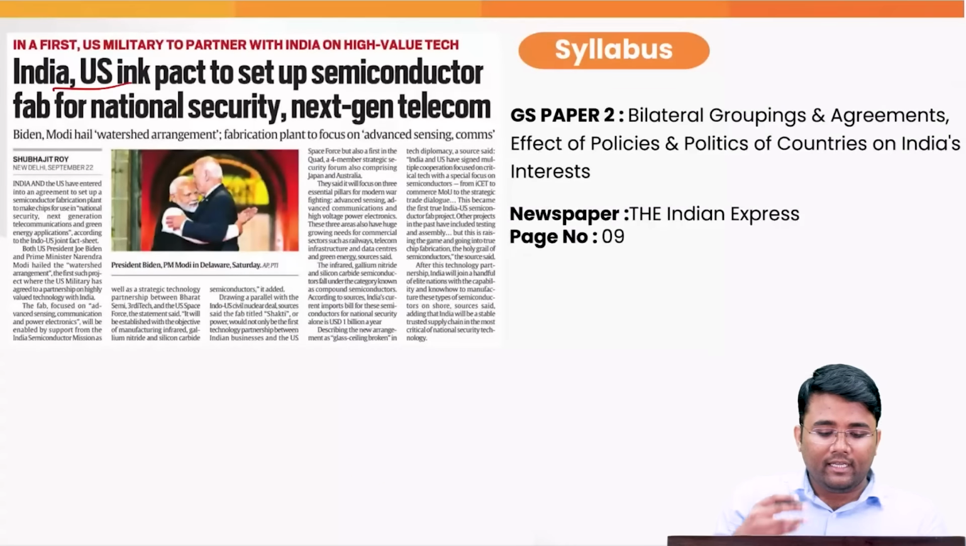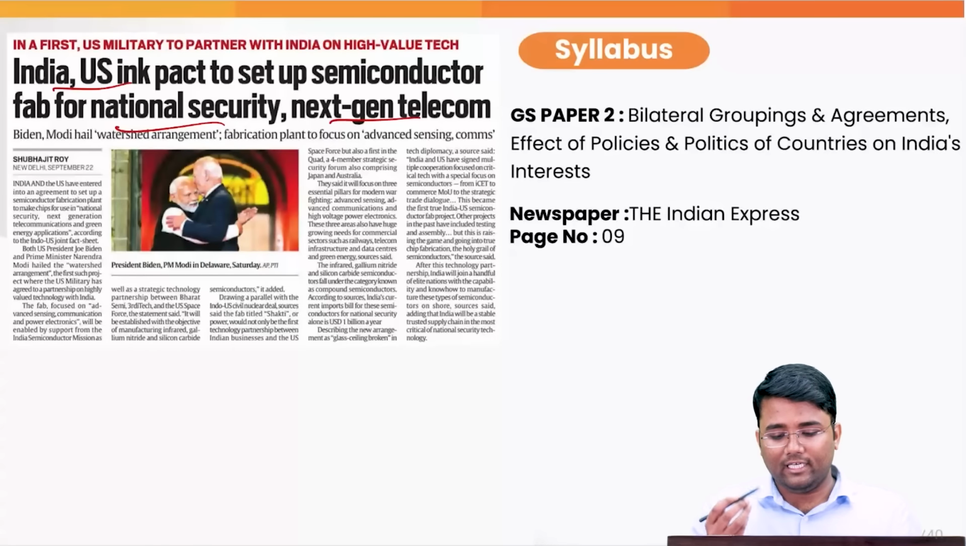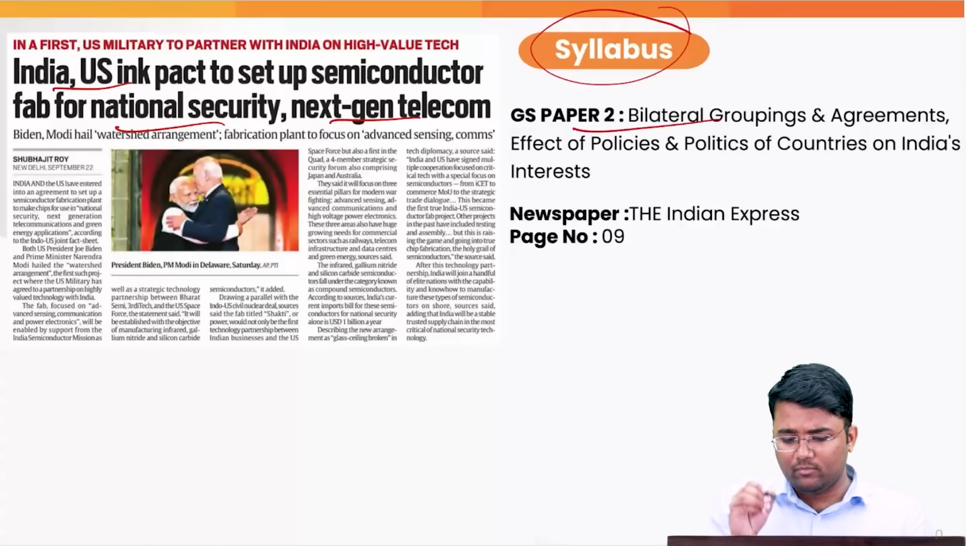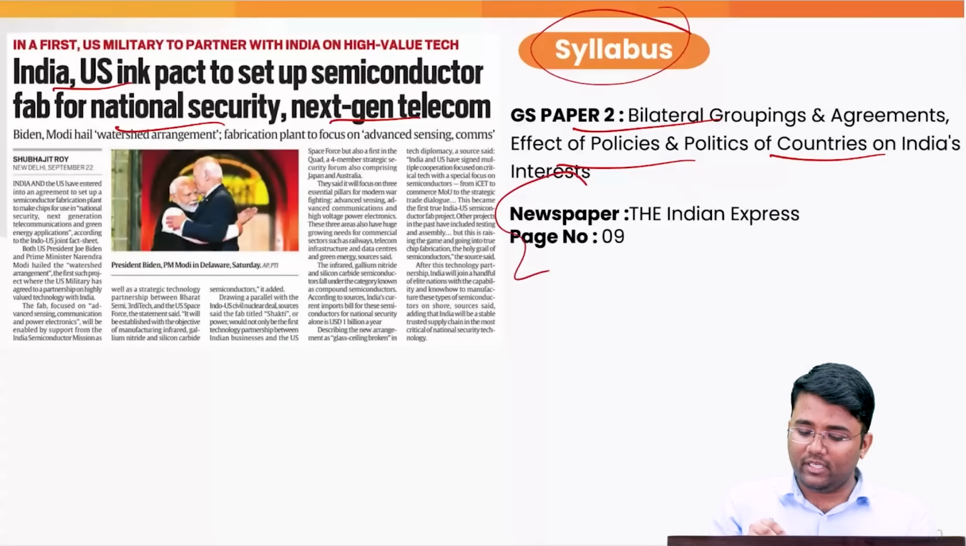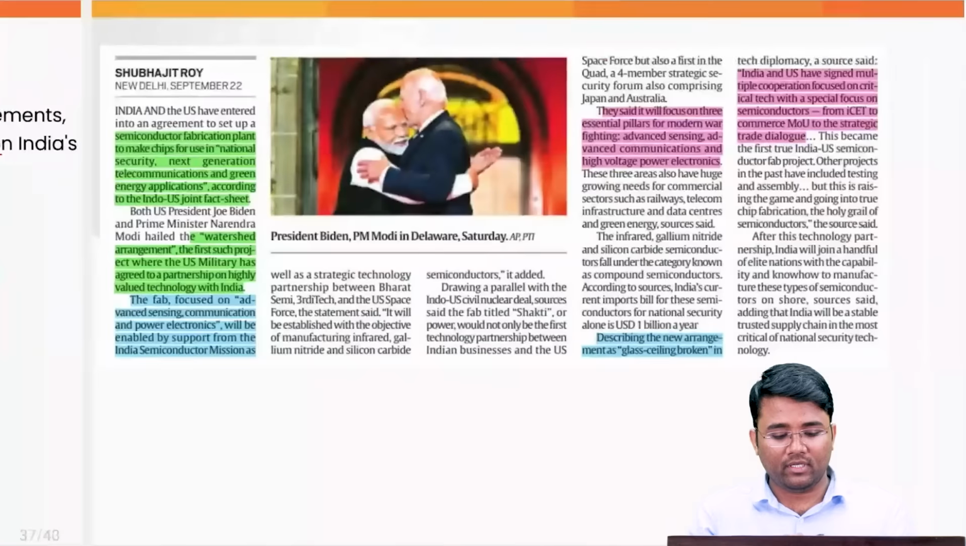Next is India-US pact to set up semiconductor fab for national security, next-gen telecom. This particular topic pertains to the syllabus of your GS Paper 2, bilateral groupings and agreements, effect of policies and politics of countries on India's interest. And this has appeared in today's The Indian Express newspaper, page number 9.